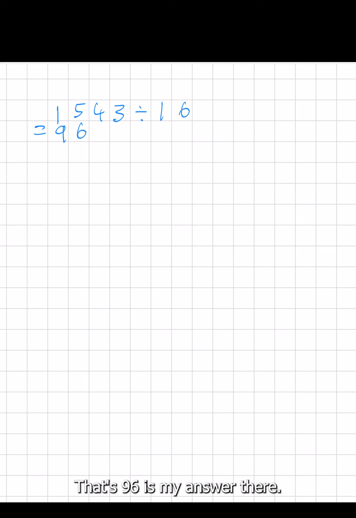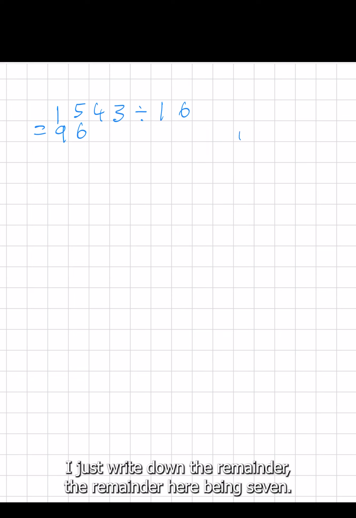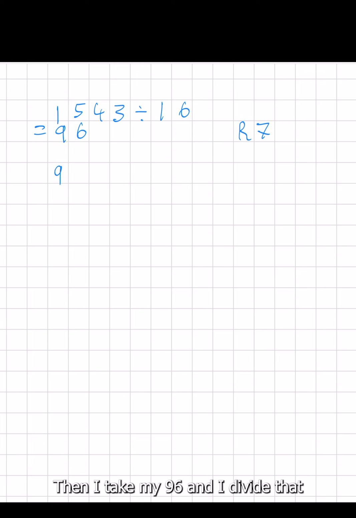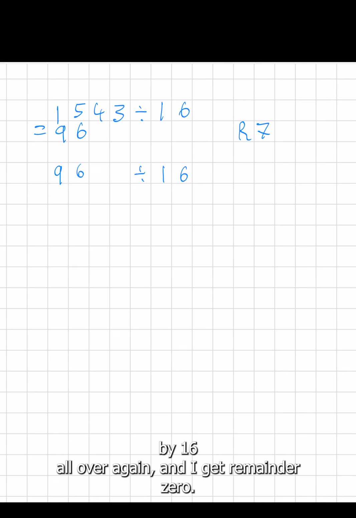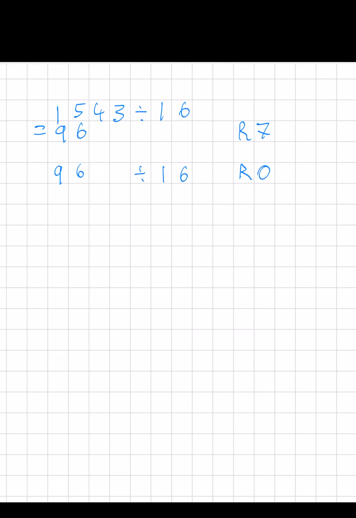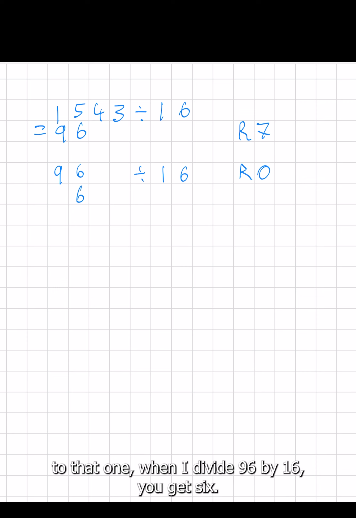That's 96 is my answer there. And I just write down the remainder here being 7. All right, then I take my 96 and divide that by 16 all over again, and I get remainder 0. And the answer to that one, when I divide 96 by 16, you get 6.